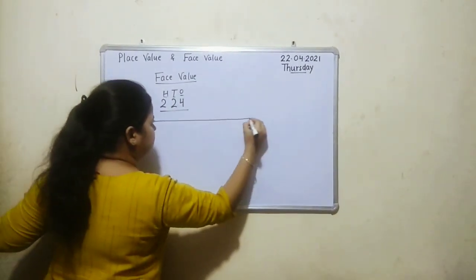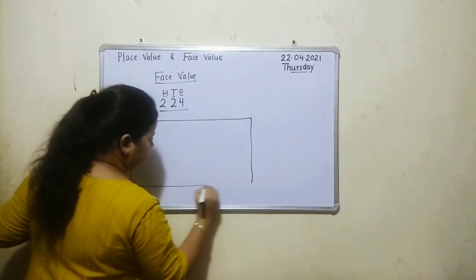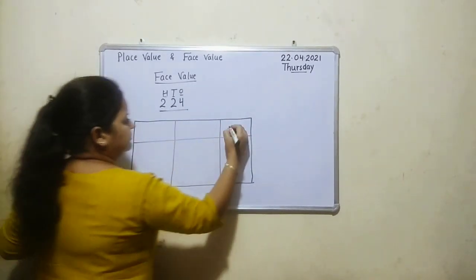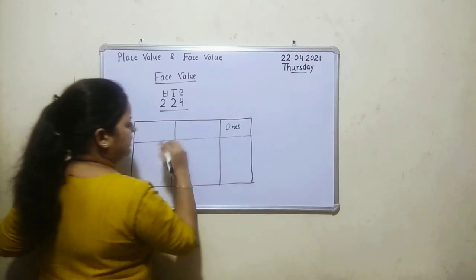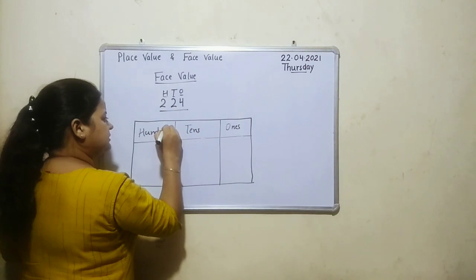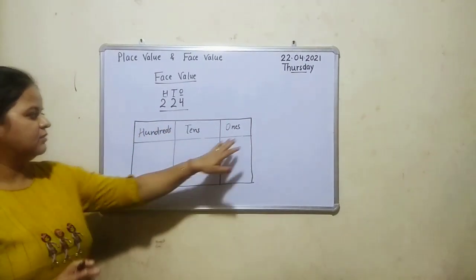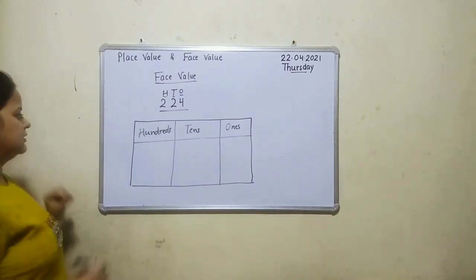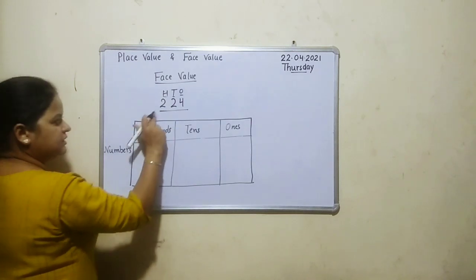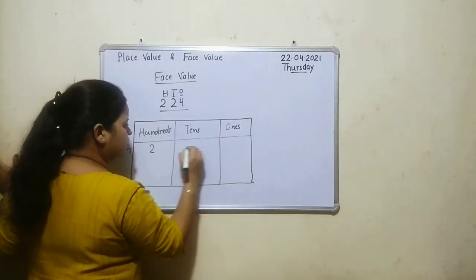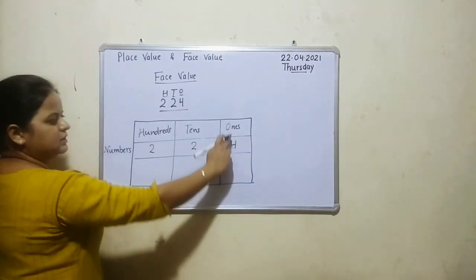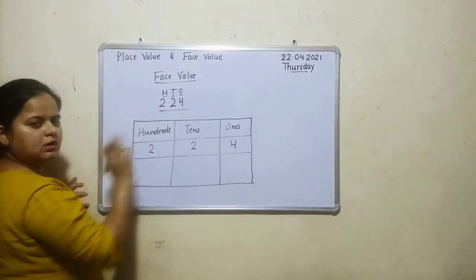Here is a face value chart. So the first place is ones, second is tens, and then hundreds. We have 3 places, ones, tens and hundreds. What are the numbers we have? 2, 2 and 4. So now 4 is ones, 2 tens and 2 hundreds.